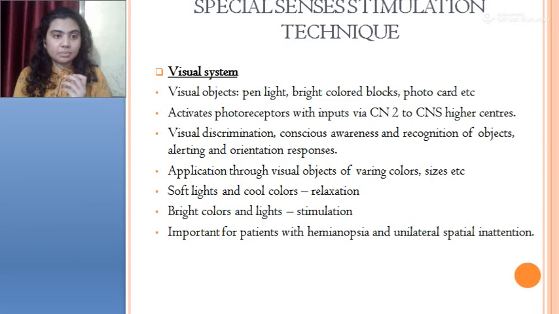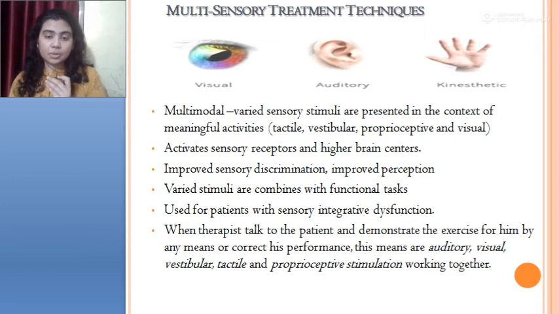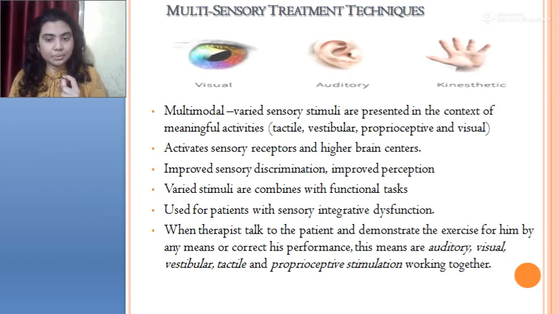And multimodal sensory stimulation techniques we always utilize in the physiotherapy program. We always utilize multisensory treatment techniques because it is not just a single sensory input that is responsible for a good motor response, but it is the multisensory treatment technique which leads to spatial and temporal summation in the brain, and it will lead to a good response.